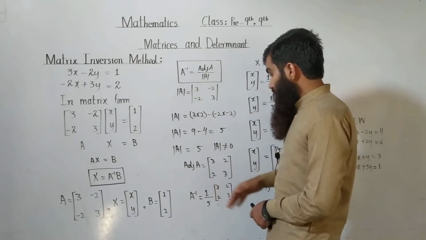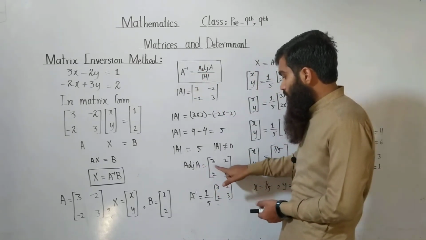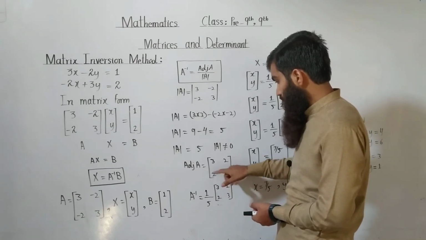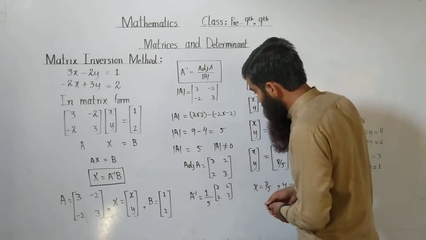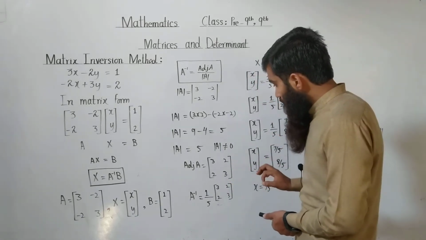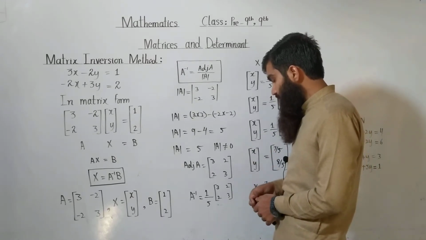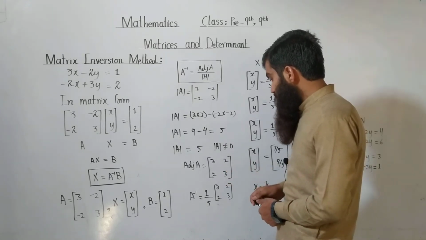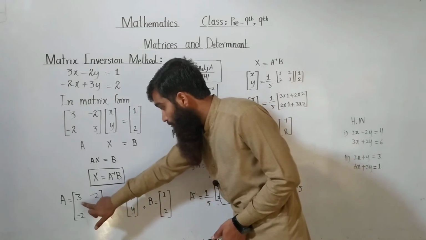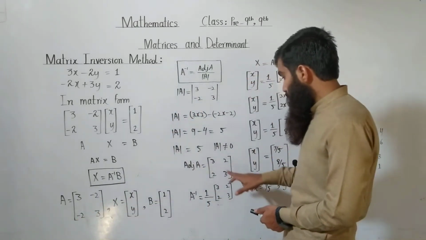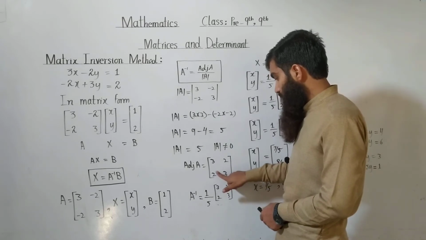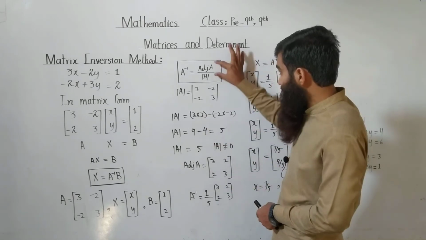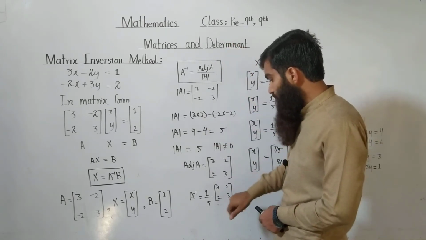Now we will find its adjoint. For finding the adjoint, the entries present in the primary diagonal, their positions will change, and for the entries considered as non-diagonal entries, we will just change their sign. As you can see here, this is matrix A, and minus 2, these both entries become positive. And now these both values, the determinant value and the adjoint value, we will use in this formula. This is our A inverse.